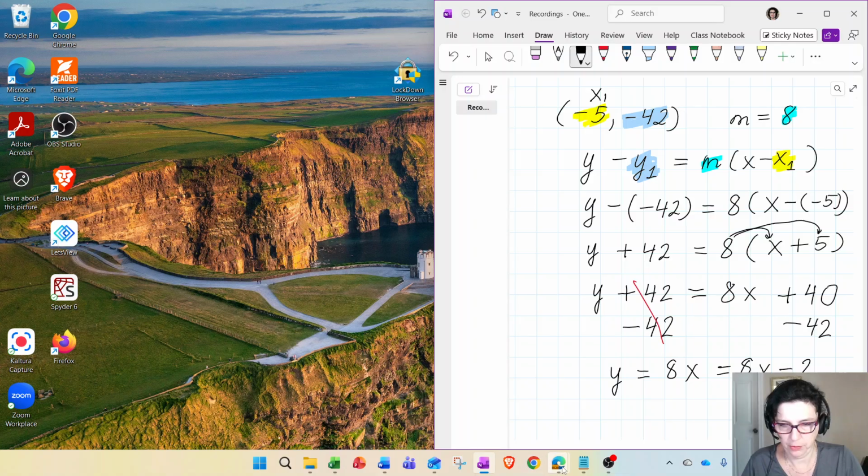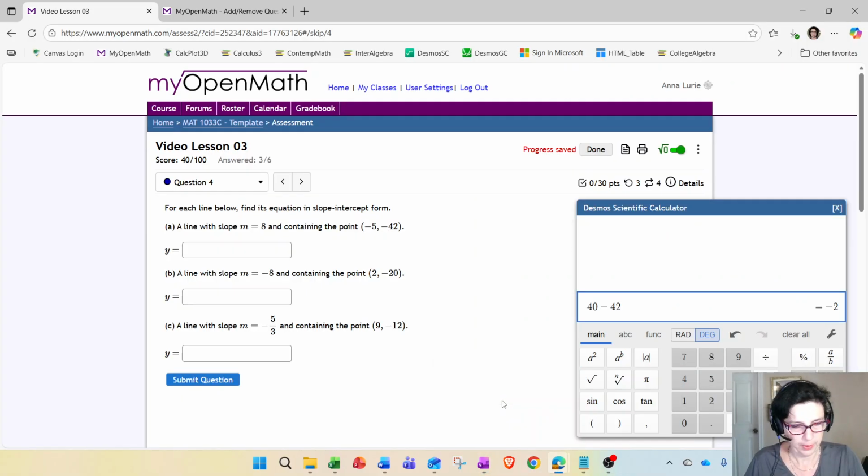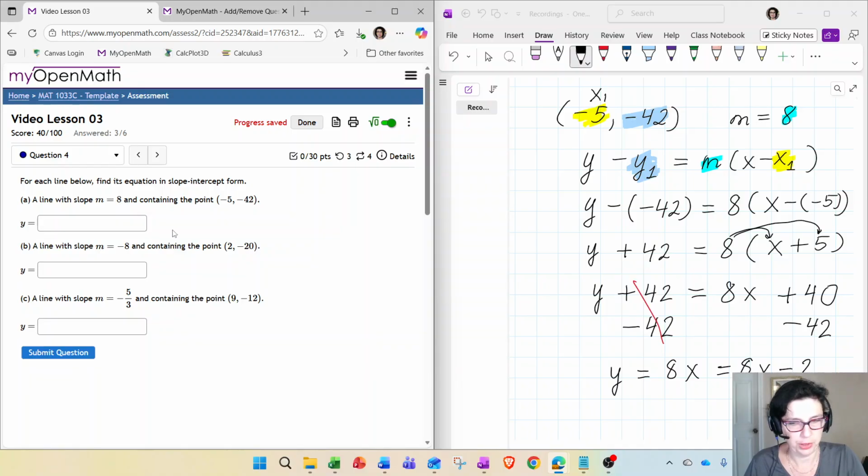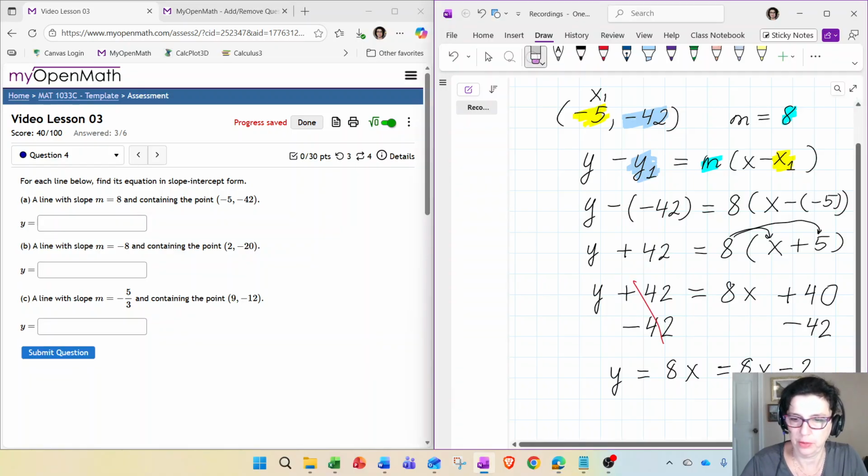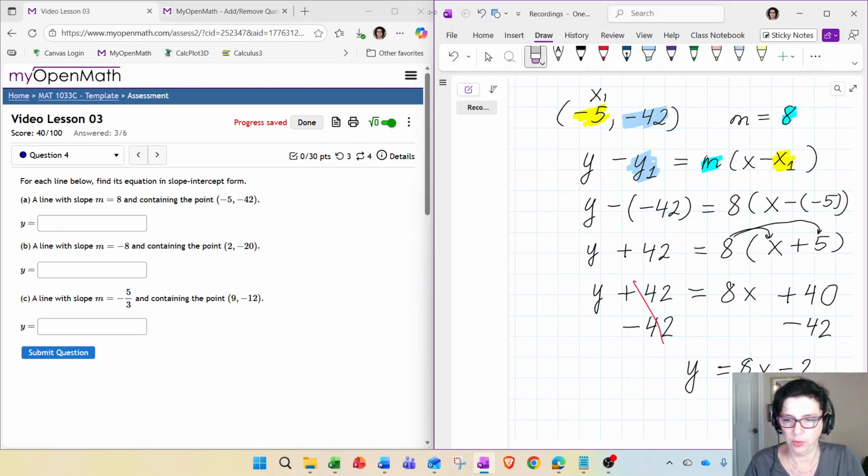Okay, so let's see if we can put that in there. Oh, I wrote 8x twice. That's not good. Okay, so this is going to be y equals 8x minus 2. So that's going to go here.